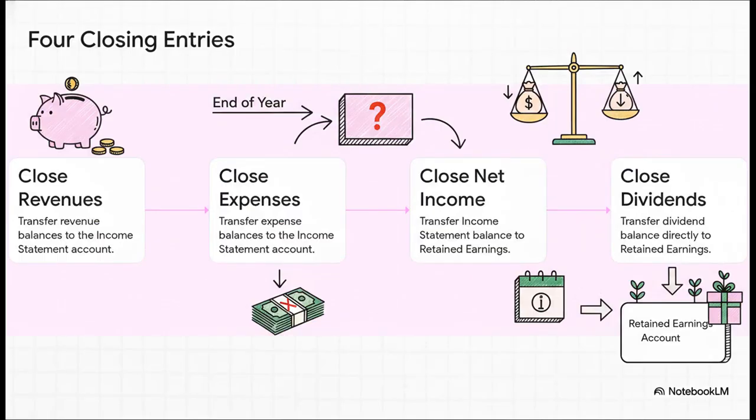The source material lays out 4 clear steps to close the books. For steps 1 and 2, you're essentially moving the balances from all your revenue and expense accounts into a summary account. Then in step 3, you take the net result, your profit or loss, and you move that to retained earnings. And finally, step 4, the dividends account is closed out directly to retained earnings as well. This whole thing effectively clears out those temporary accounts for the new year, all while updating the company's permanent financial position.